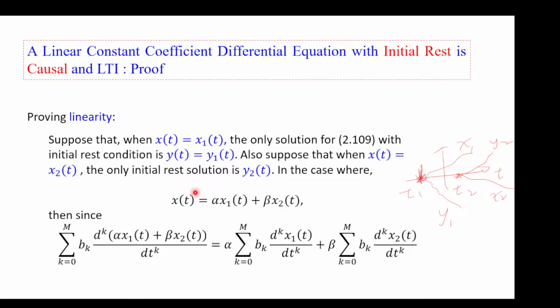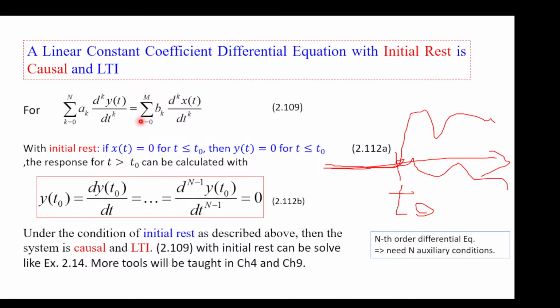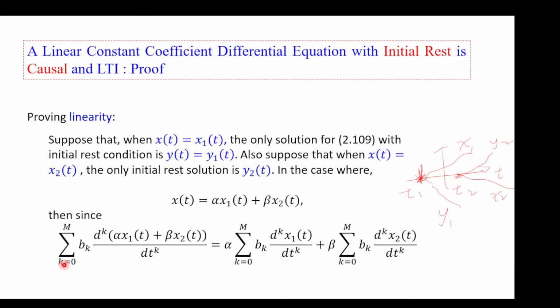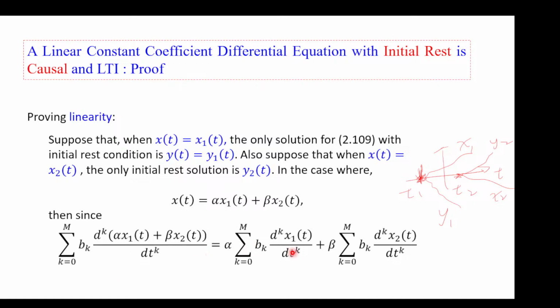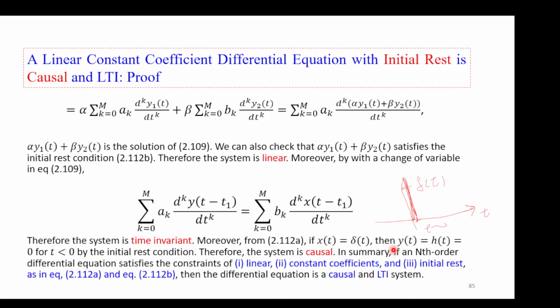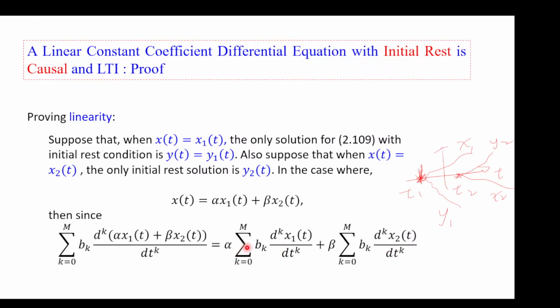Now our input is alpha x1 plus beta x2, and we put that into this equation. It's very linear, so we can do linear things. So with the coefficients b_k and the derivatives d^k/dt^k, this thing is totally linear, so we can write it as alpha times the term with x1 plus beta times the term with x2. This is just because multiplication is linear and the differential is linear.